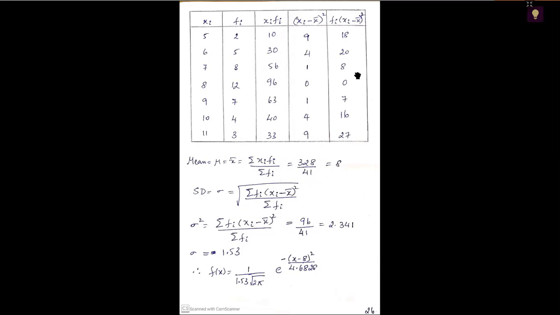So after substituting summation fi xi minus x bar the whole square, that you add all these things, you will get 96 pi. Summation fi is 41. So you will get sigma square is equal to 2.341 or sigma is equal to 1.53. Now you substitute sigma and mu in the equation, you will get this. So for these values of xi and fi, the best fitting normal probability curve is this. So f of x is equal to 1 by 1.53 into root 2 pi e to the power minus x minus a to the whole square divided by 4.68.